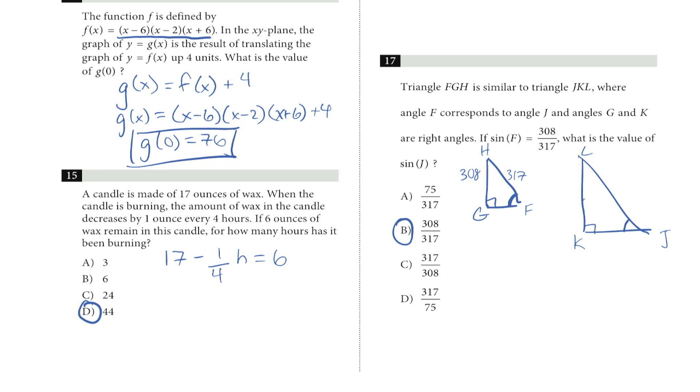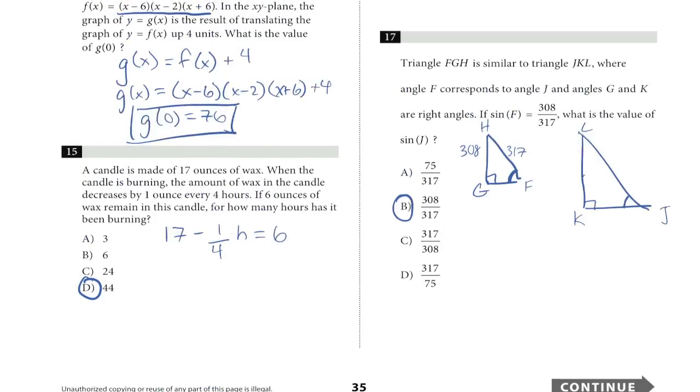The angles are congruent. Then the trig value of one will equal the trig value of the corresponding angle. So sine of f here is the same as the sine of j. So this question you didn't have to draw it, but for a lot of sine and trig questions, drawing these figures can be extremely helpful.